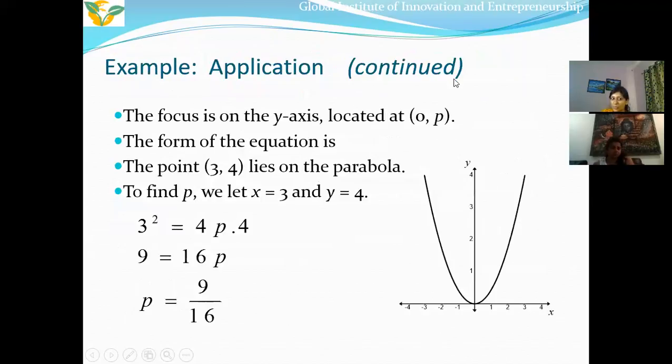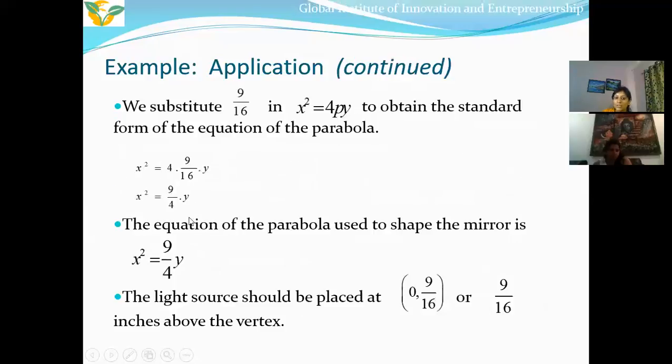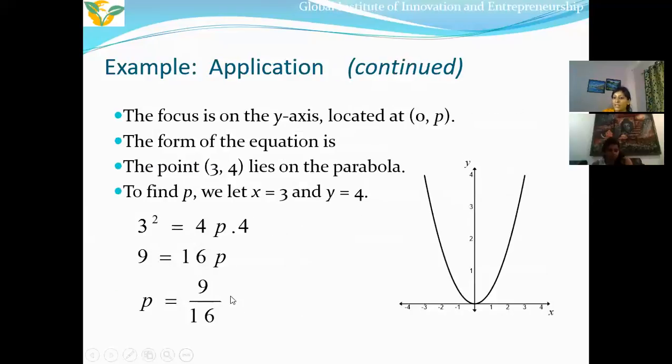Next, one application problem here. The focus is on the y-axis. That means a point lies on the y-axis, so its x-coordinate will be 0. The point (3, 4) lies on the parabola. So let us take the first point x to be 3, second point obviously P of (x, y). So x is equal to 3 as well as y is equal to 4. Substituting in the general equation, x square is equal to 4py, because the parabola is opening upward here. So 9 is equal to 16p, p is equal to 9 by 16.